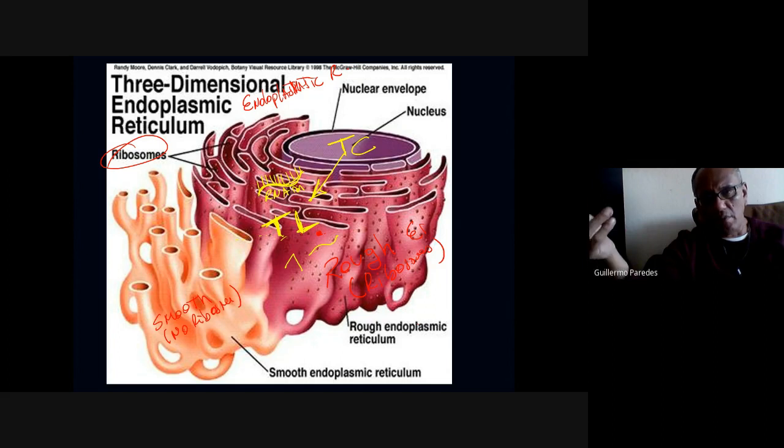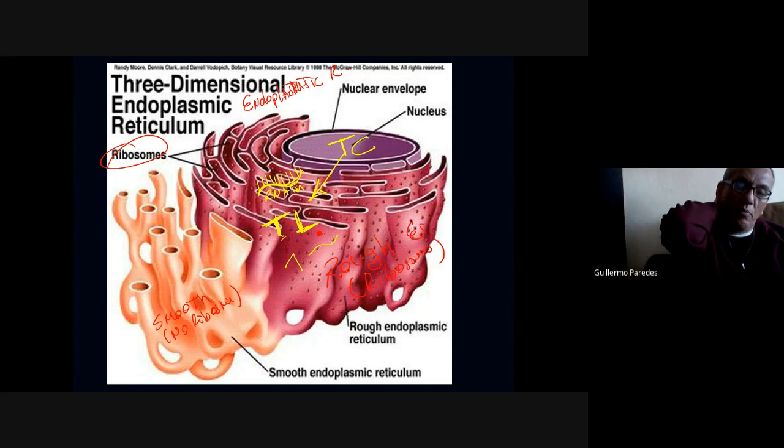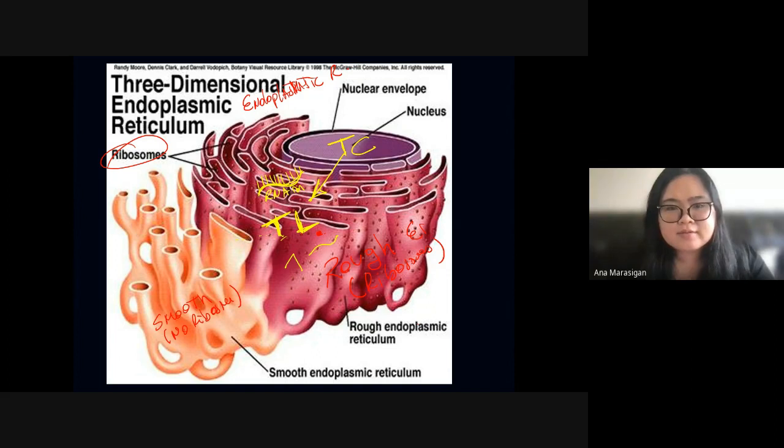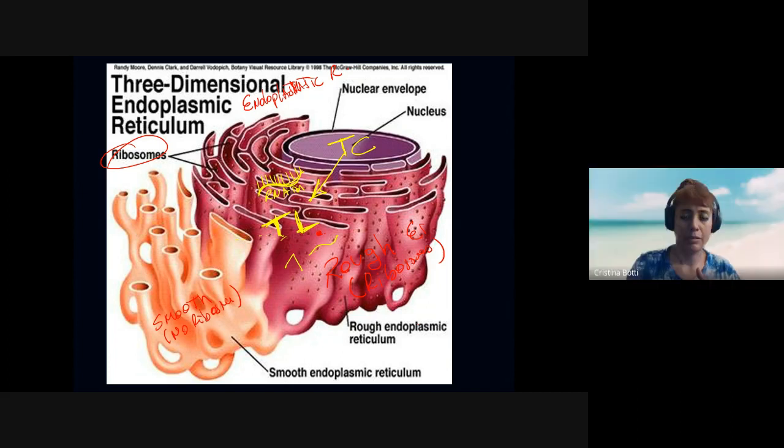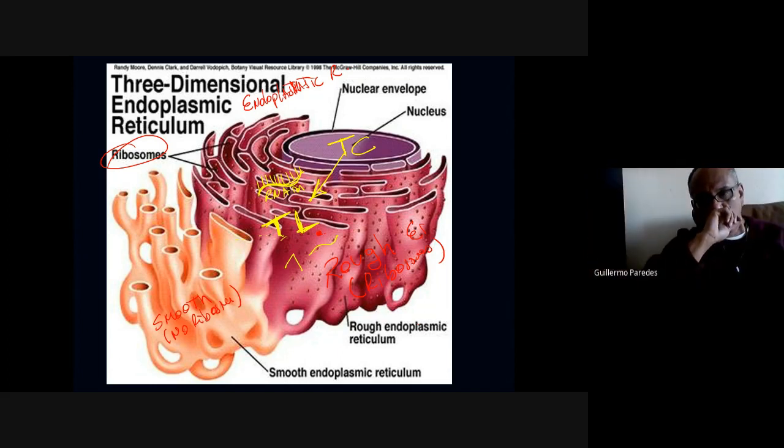Now, the question is, why do we have two types of endoplasmic reticulum, the rough and the smooth? The rough is to complete the recipe. And why is the smooth endoplasmic reticulum smooth? Why don't they have the ribosomes on the surface? What are the ribosomes doing? Tell me in your own words. The translation. And has the translation already been completed in the rough endoplasmic reticulum? Yes. So when they go to the smooth, do we need these ribosomes? No. That's why it's without ribosomes. Make sense?